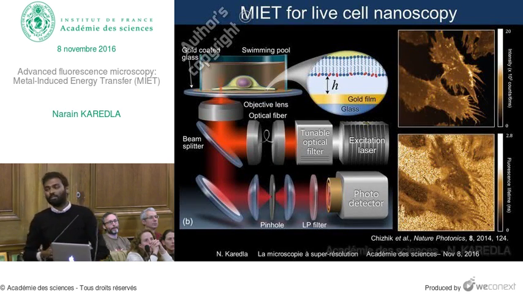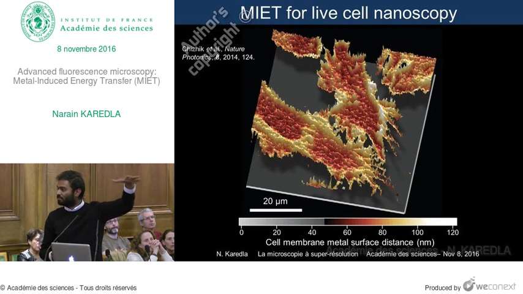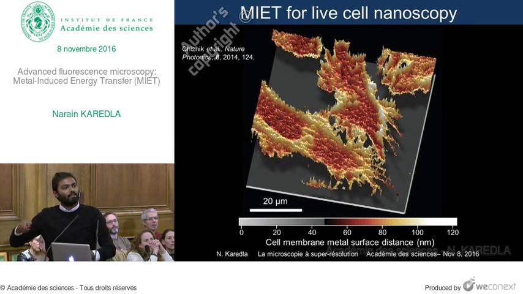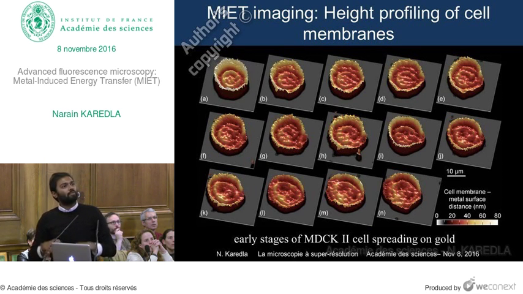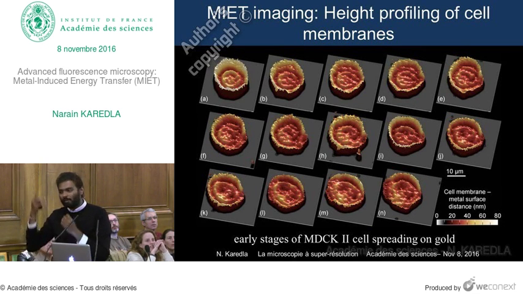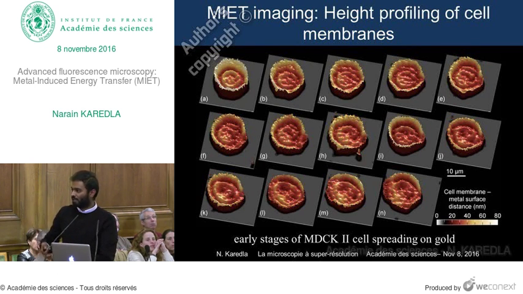Now, using the curves in the previous slide, we can convert this lifetime into height, which is shown in this figure here. This is the height of the cell's bottom membrane on top of the substrate. As you can see, the scale here is in nanometers. Now we can do this in time, and we measured the adhesion during the early stages of spreading of a cell on the substrate.